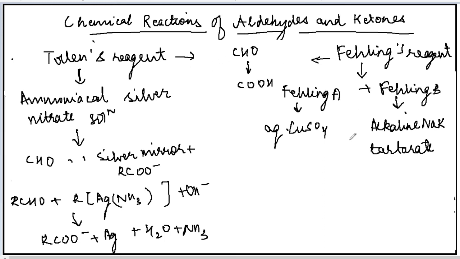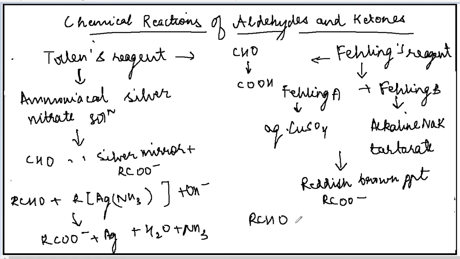So on warming the aldehyde with Fehling's reagent, a reddish brown precipitate is formed, and the aldehyde oxidizes to carboxylate ion. Just look at the reaction. This is your aldehyde. The reaction takes place in basic medium.